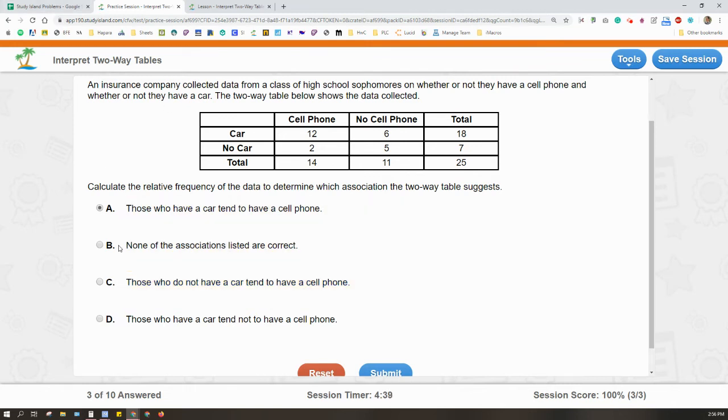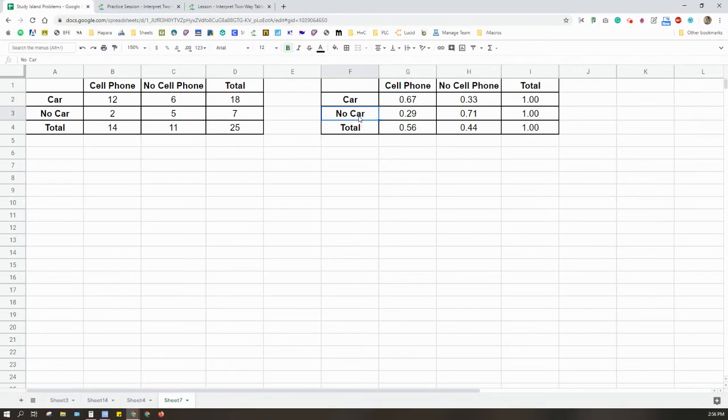Let's look up at that. Again, we're looking for those who do not have a car, and do they tend to have a cell phone? No car, no cell phone. That's 71%. So that's not true. Those who have no car usually don't have a cell phone.